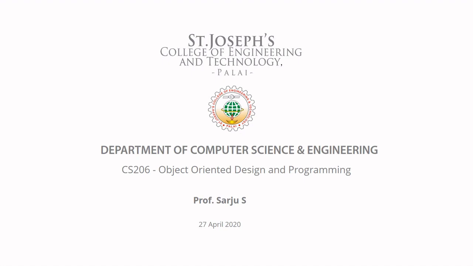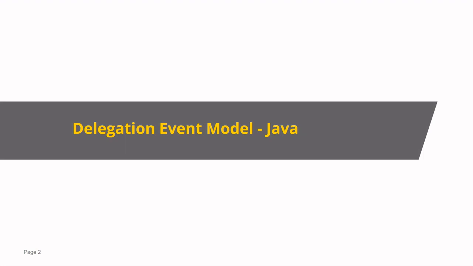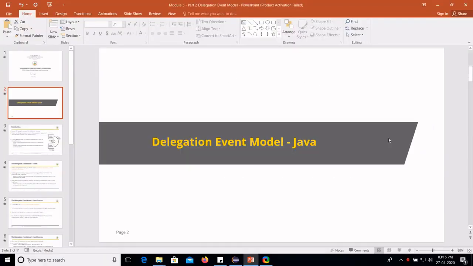Object-Oriented Design and Programming, 5th module. This is the second lecture in the series. In this lecture, we are going to discuss the event delegation model in Java. Before going into the basic fundamentals of the event model, let's look at a small example of how this event model works.